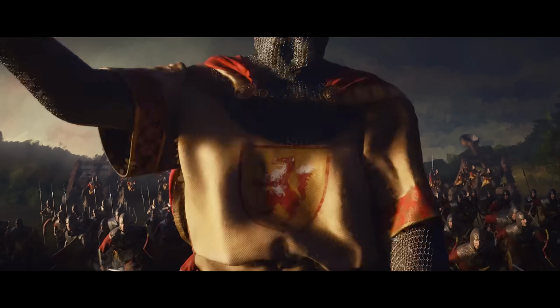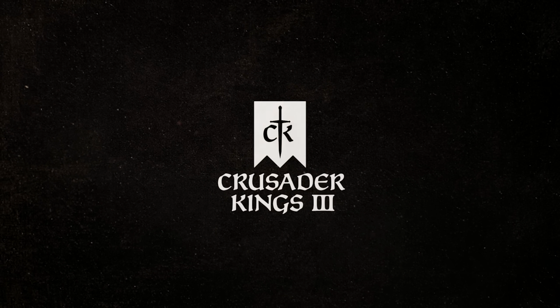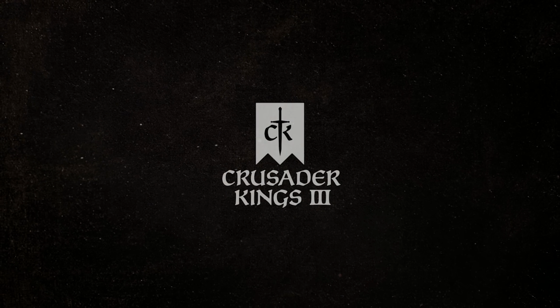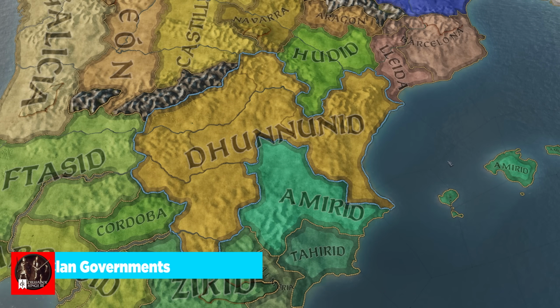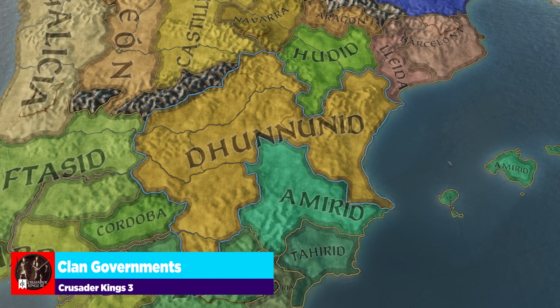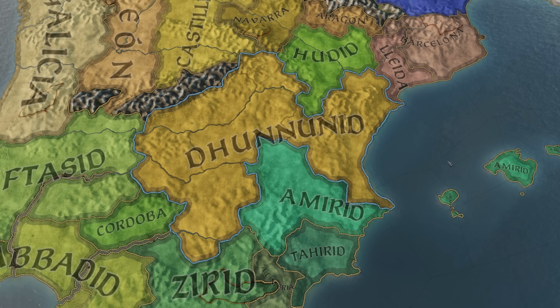But let's get started on an overview of the governments in Crusader Kings 3. The first government type we're going to talk about is clan. And clan has a number of traits from both tribal and feudal, and so I think it makes the most sense to talk about them first. Also, feudal has a lot more complexity to it, so that's why it's at the very end.